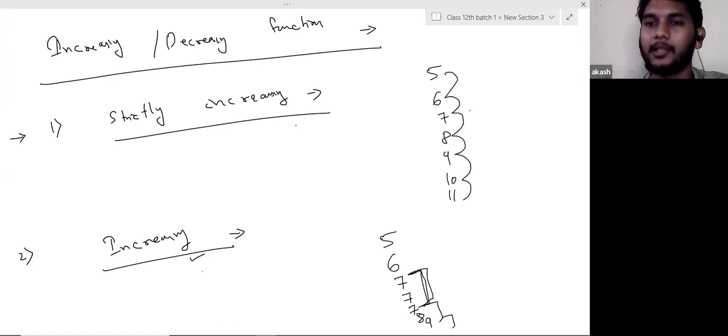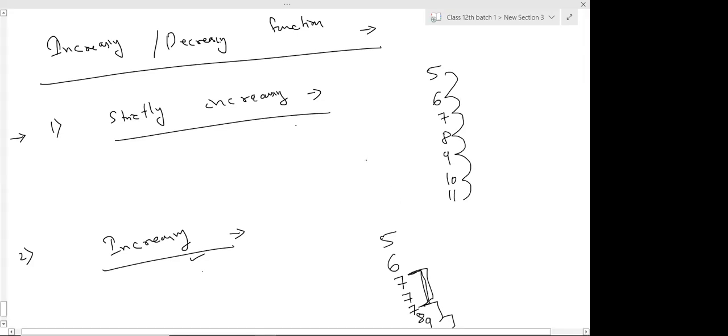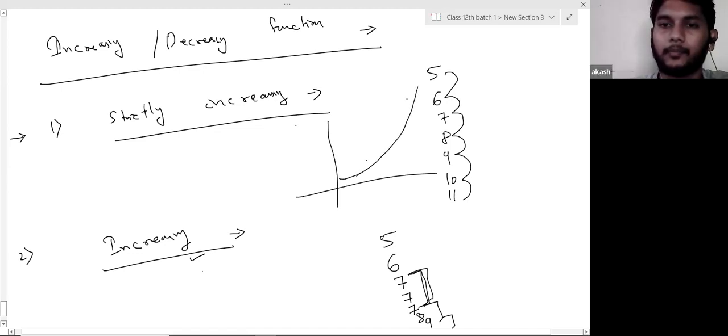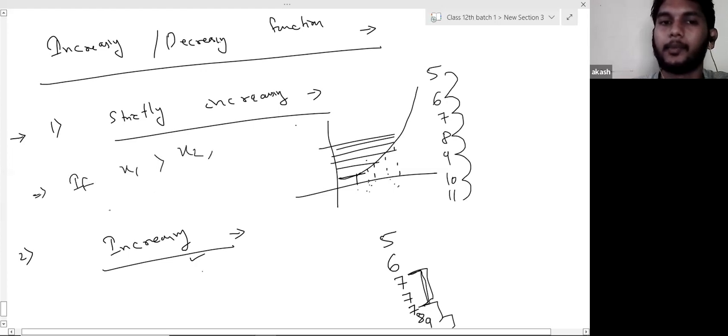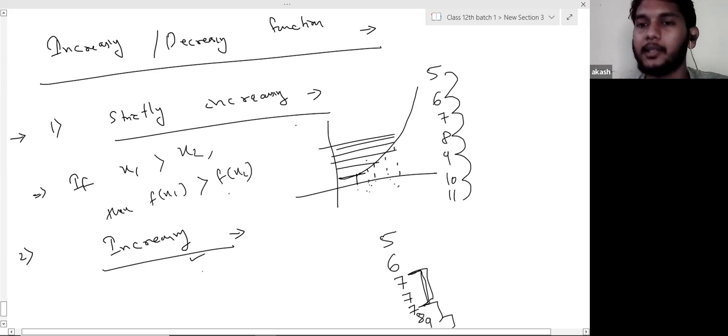This thing is clear a little bit. Yes, sir. All right. So if we draw a graph, for each x, no matter which x you choose, if you choose any two x's, then the y is increasing. Right? This is the definition of strictly increasing. If x1 is greater than x2, then f of x1 must be greater than f of x2. This is called strictly increasing.